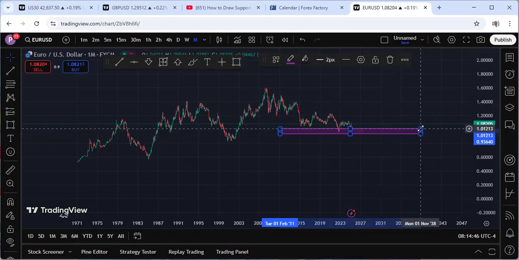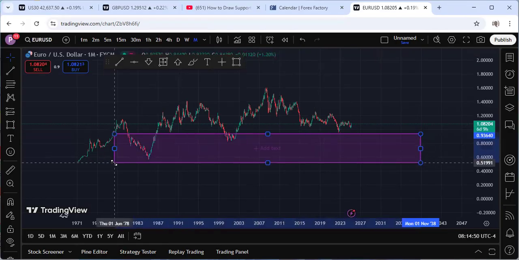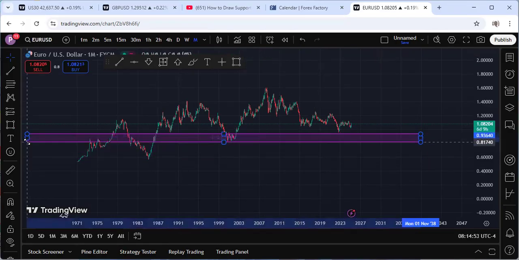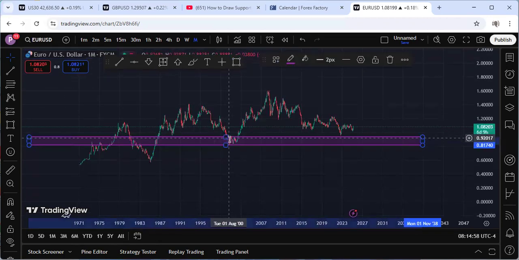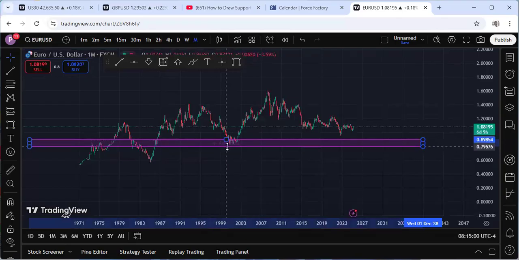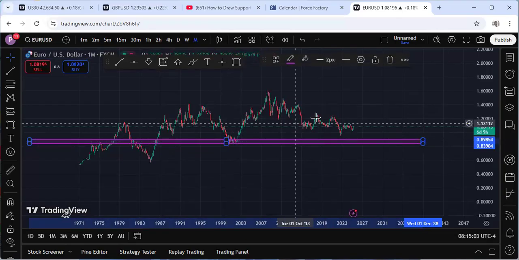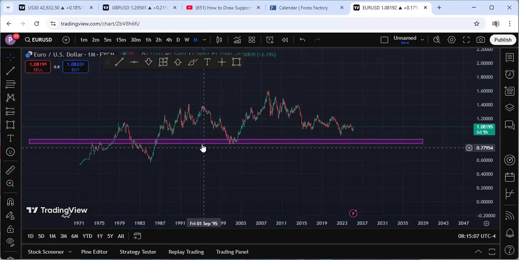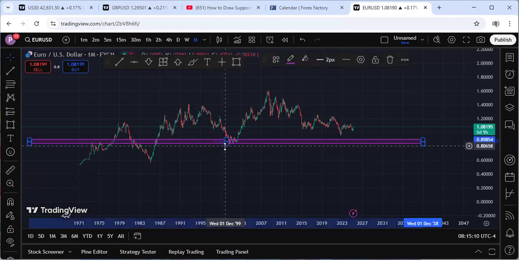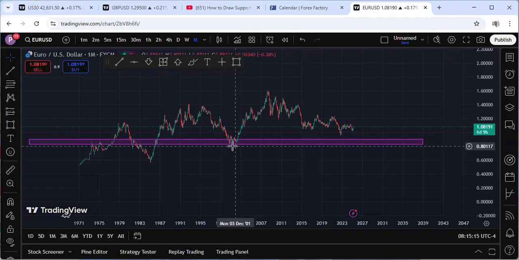This is a key level. How do I know? Look at the past. Please watch this video again and master this thing. If you master it and practice it, you will draw them well. You see, look at it. It held the market here. It held the market sometime here. Always look to the past.